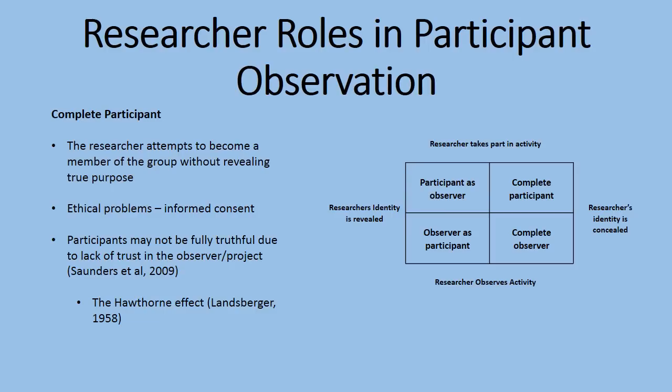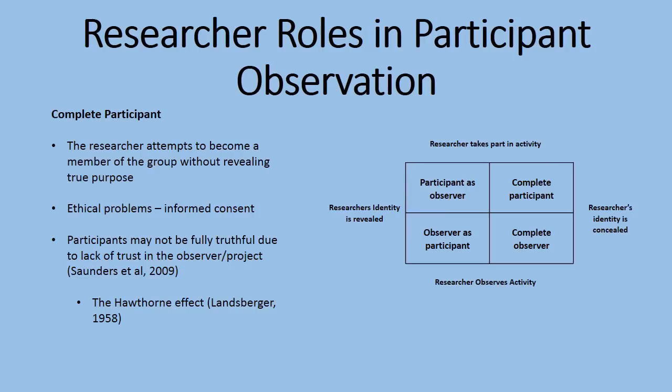The first is a complete participant role. This is where the researcher would attempt to become a member of the group in which the research is being performed without revealing the true purpose of the group to the group members. This does raise some ethical issues, as it would be hard to gain full informed consent from participants if they are not fully aware of the reasons for the research.